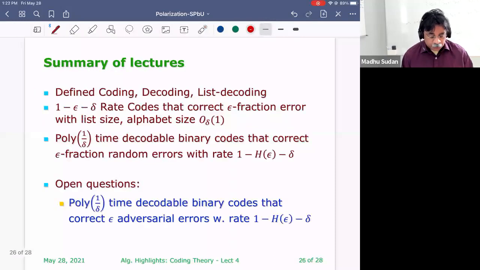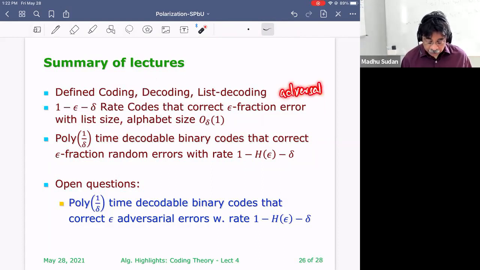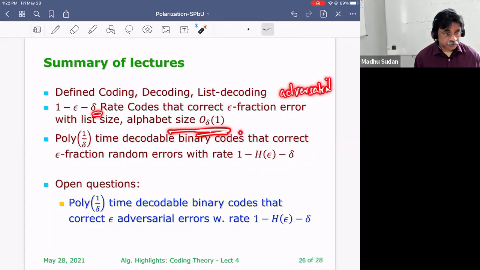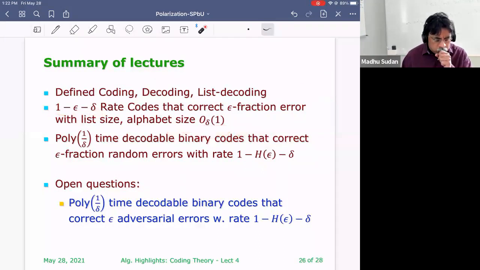Okay, so back to the high level. What did we do in these four lectures? We defined what coding was, what decoding is, and we also talked about list decoding. We told you that you can actually get to capacity with adversarial errors. This is adversarial over large alphabets. The alphabet size is constant, but still very large. It depends on how close to capacity you want to get. And when the alphabet size is that large, the capacity is simply 1 minus epsilon. That's a good approximation to what we have.